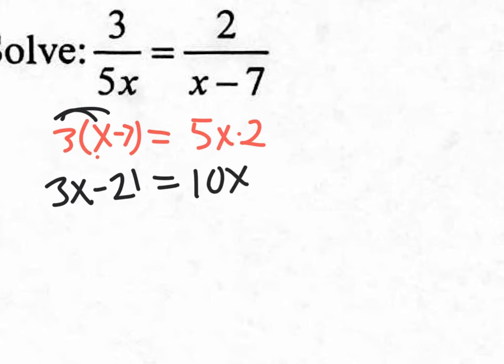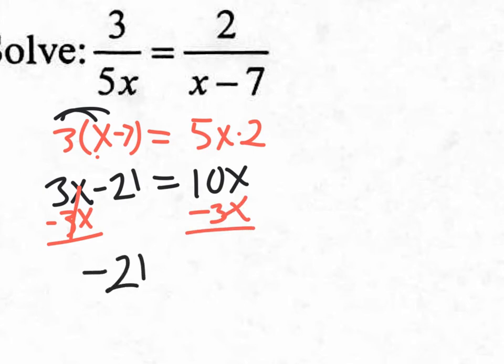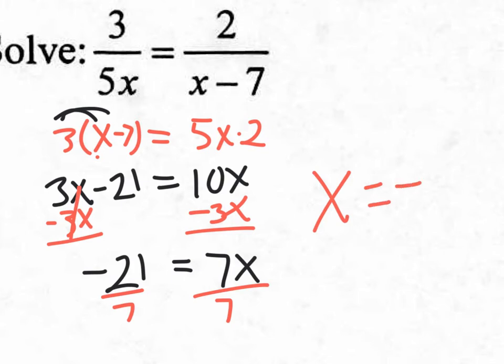And let's solve this thing by getting x by itself on one side. I'm going to subtract 3x and subtract 3x. So I will end up with negative 21 equals 7x, which means that if I divide by 7 on both sides, I get x equals negative 3.